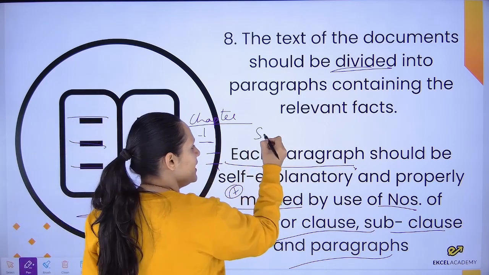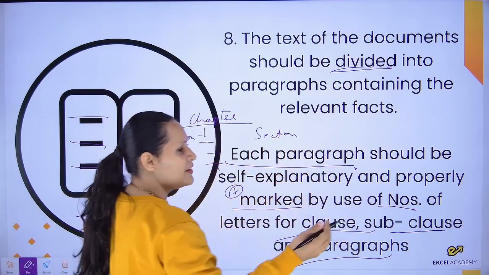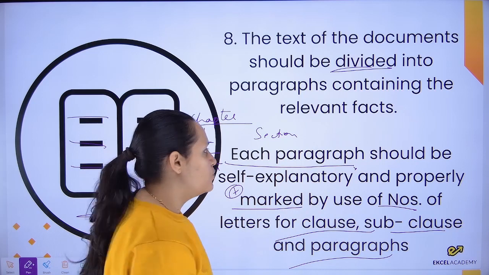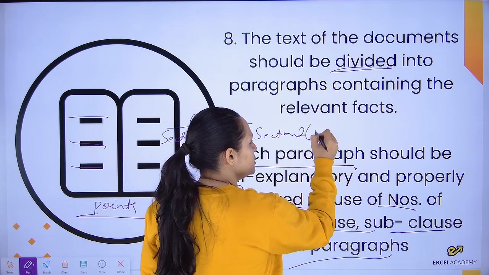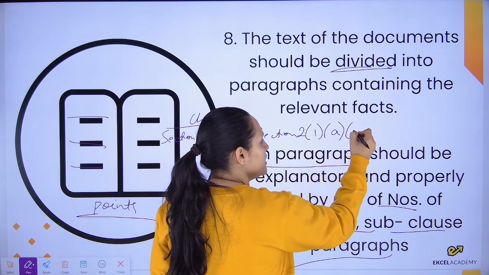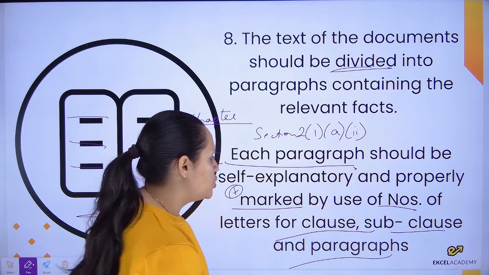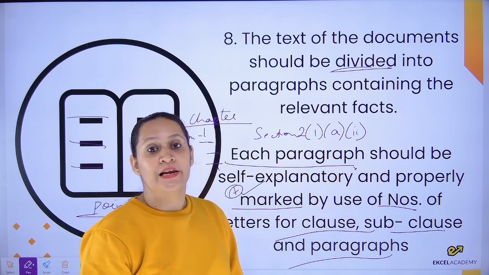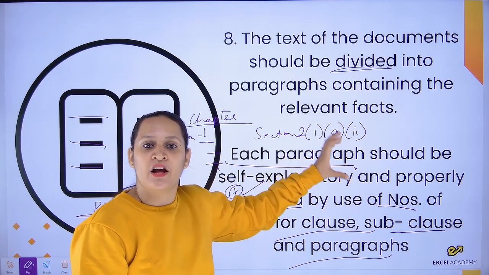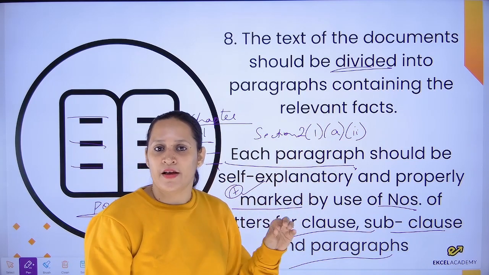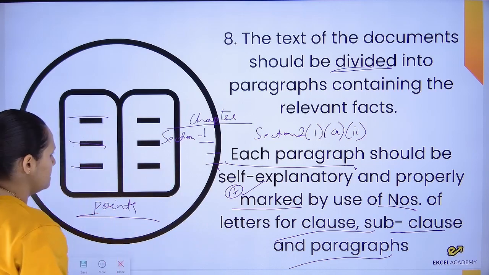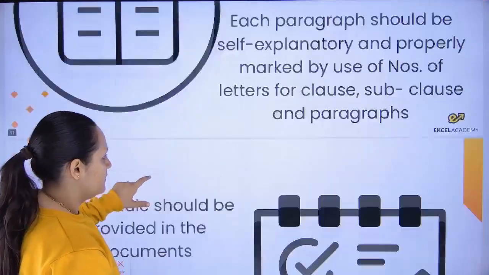So if you look at the definition clause, that is section 2, section 2, subsection 1, clause A, subclause 2. Easily every aspect of it should be properly marked and properly numbered so that you can easily refer to that particular clause when required.